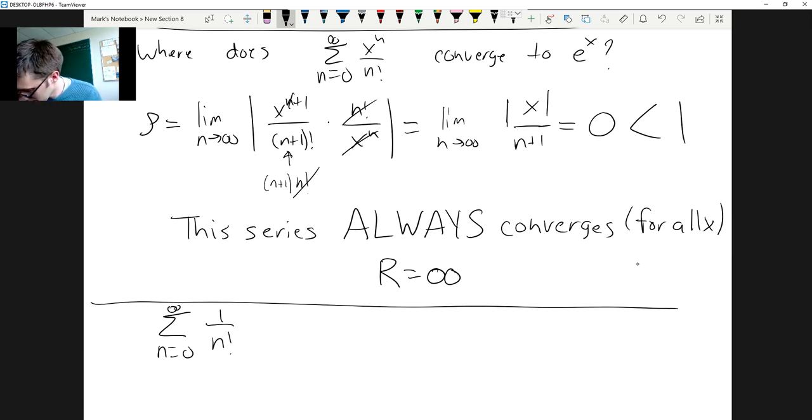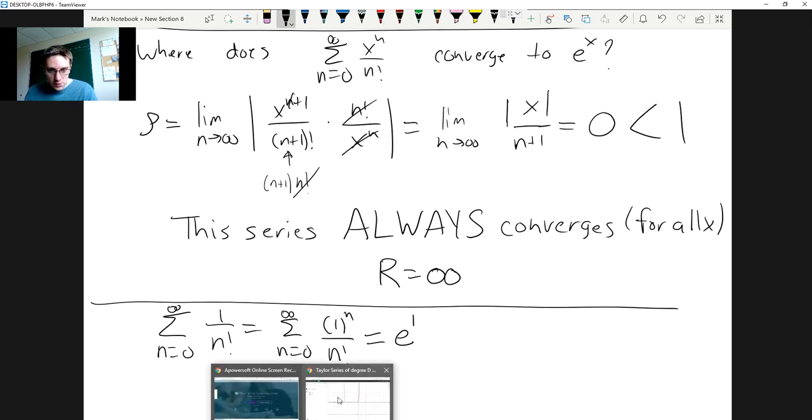Because notice, that's the same thing as the sum from n equals 0 to infinity of 1 to the n over n factorial, since, of course, multiplying by 1 n times is no different than multiplying by 1 one time. That doesn't change anything. And we already know that x to the n over n factorial converges to e to the x. And so this must converge to e to the 1. All right, and we can check that.